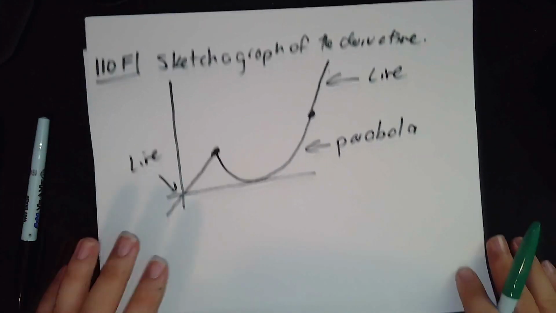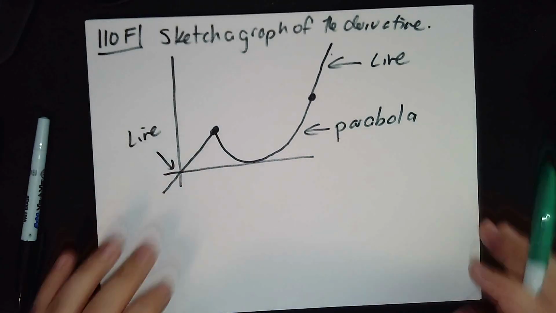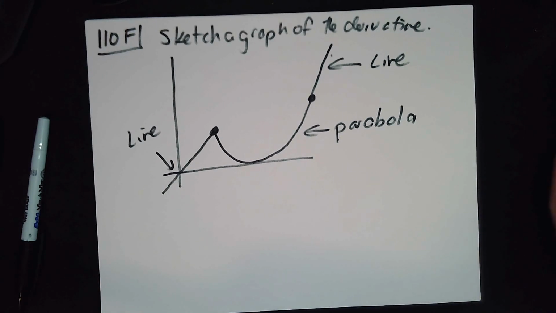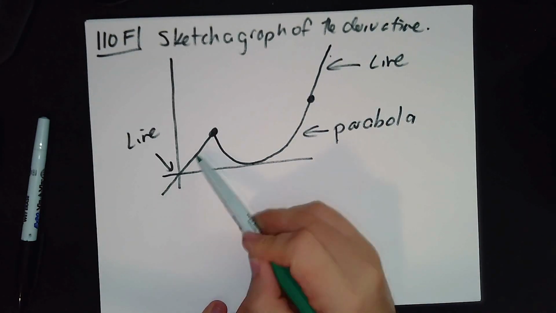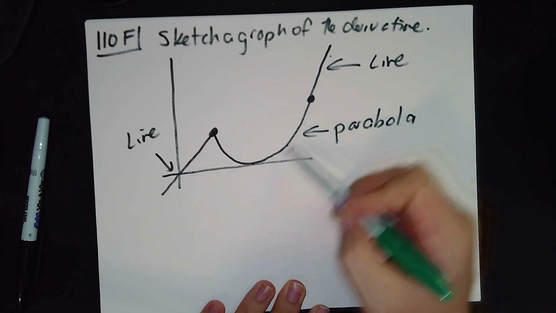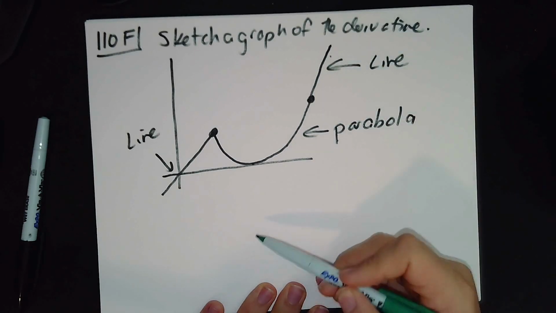Okay, so the last question that was sent in by email was this one. We're given a graph here, and we are told that this graph is made up of three pieces. One of those pieces is a line over here. One of those pieces is a piece of a parabola here in the middle. And one of those pieces is another line over here.